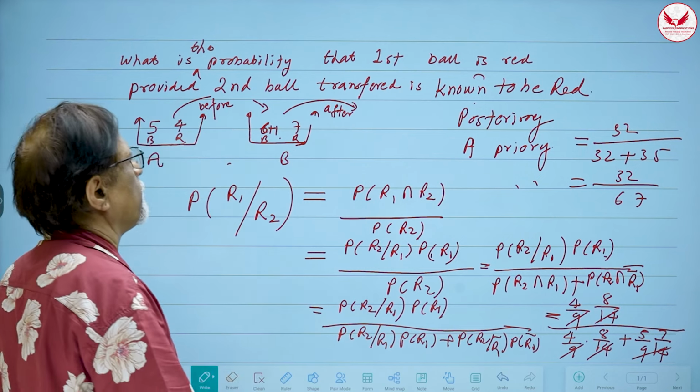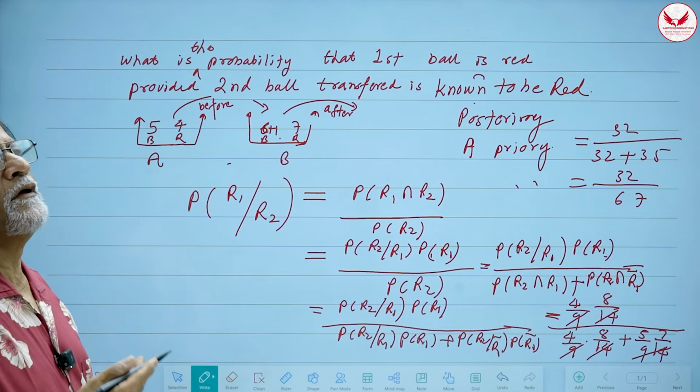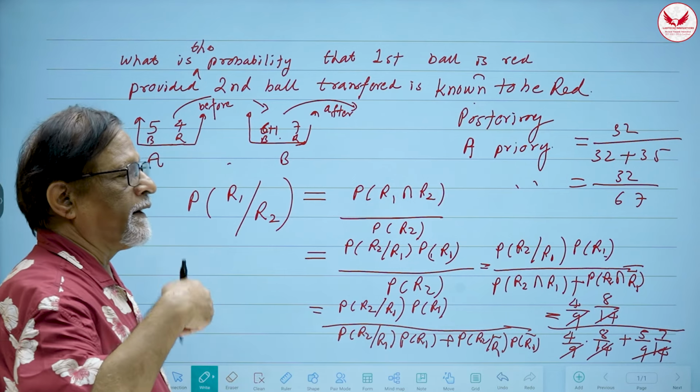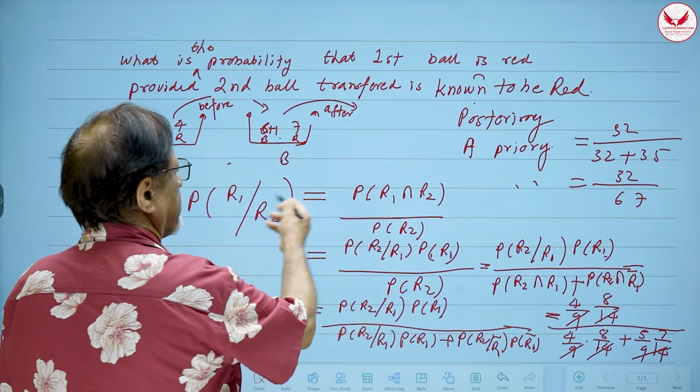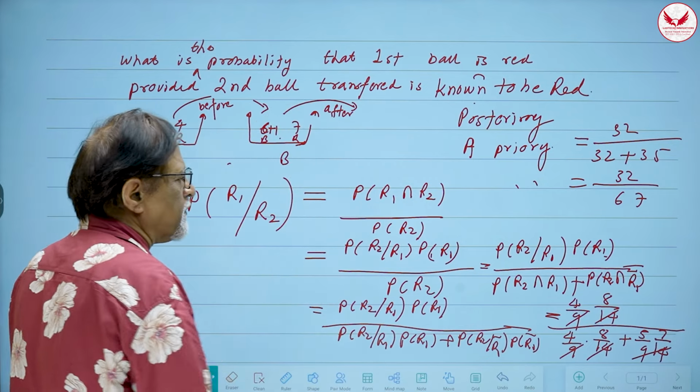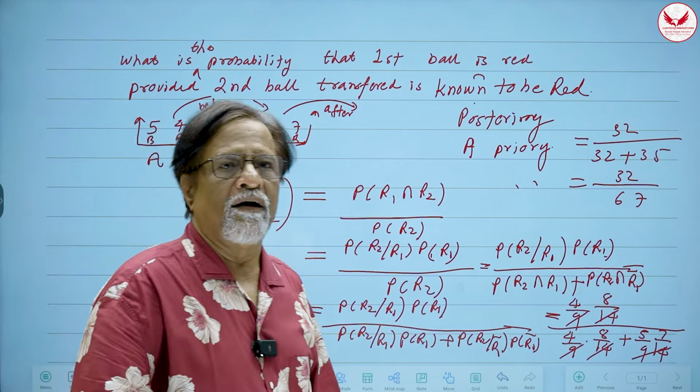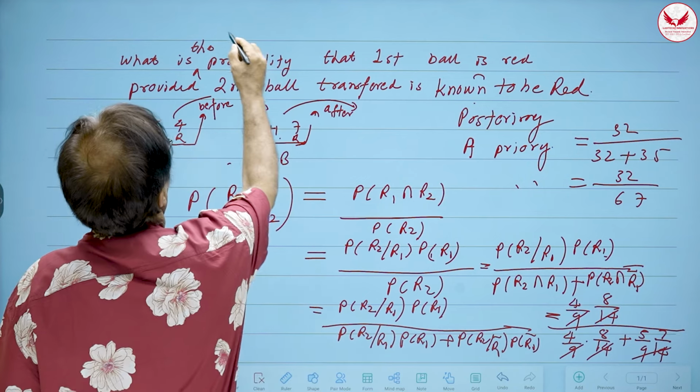So a priori probability also can be found out by converting the events into posteriori. That means if I want to find out the probability of the event which has happened earlier, provided I know what has happened later, I'm free to use this kind of mechanism. Now this kind of mechanism is called the famous Bayes theorem.